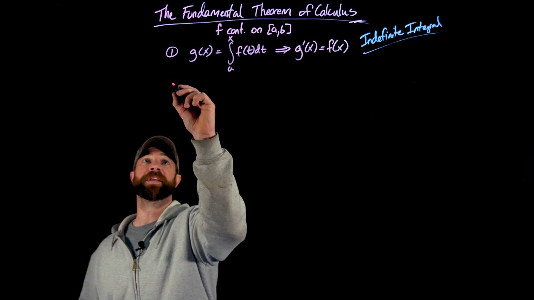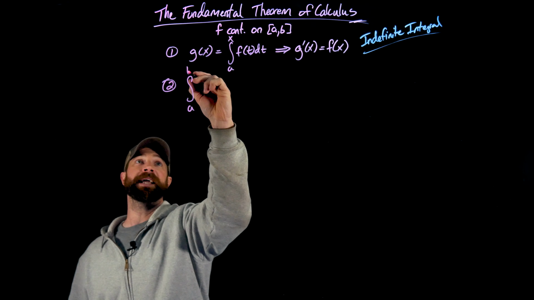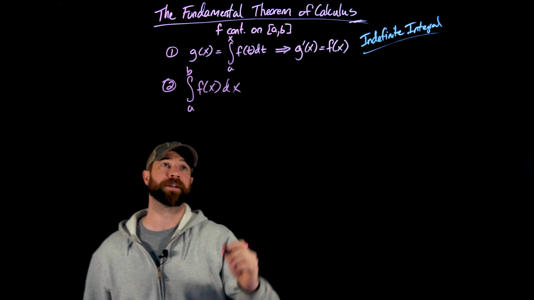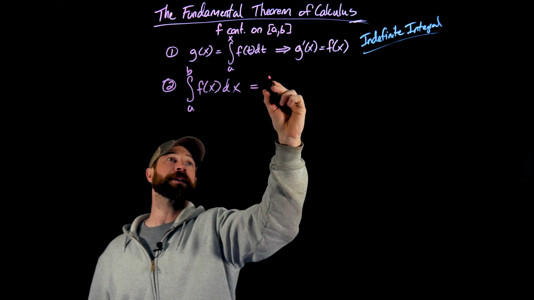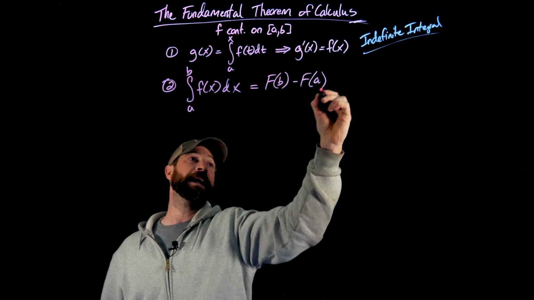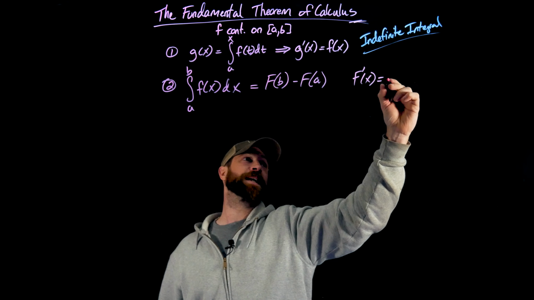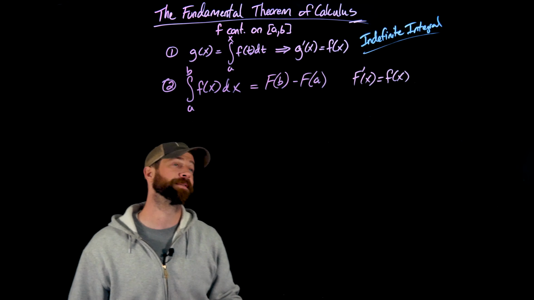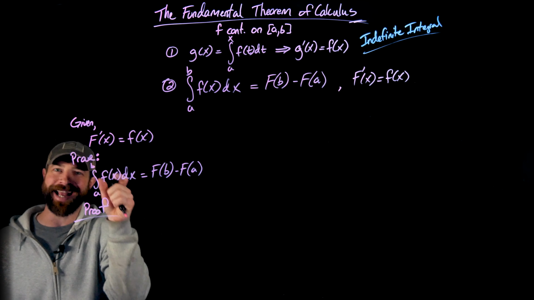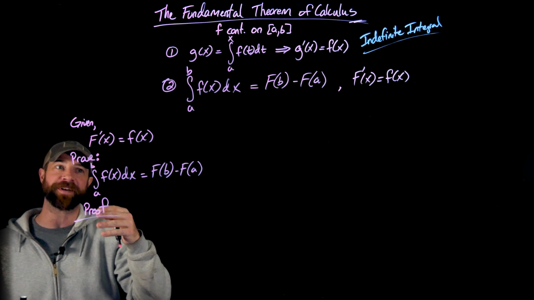The second part of the fundamental theorem of calculus says that if we are trying to integrate from a to b of this function f of x, we're trying to evaluate this definite integral, we can do that by calculating big F of b minus big F of a, where big F of x is the antiderivative of f of x. All right, so again, the setup for this proof is this big F here is the antiderivative of the function f of x, or in other words, the derivative of the big F of x is equal to f of x.